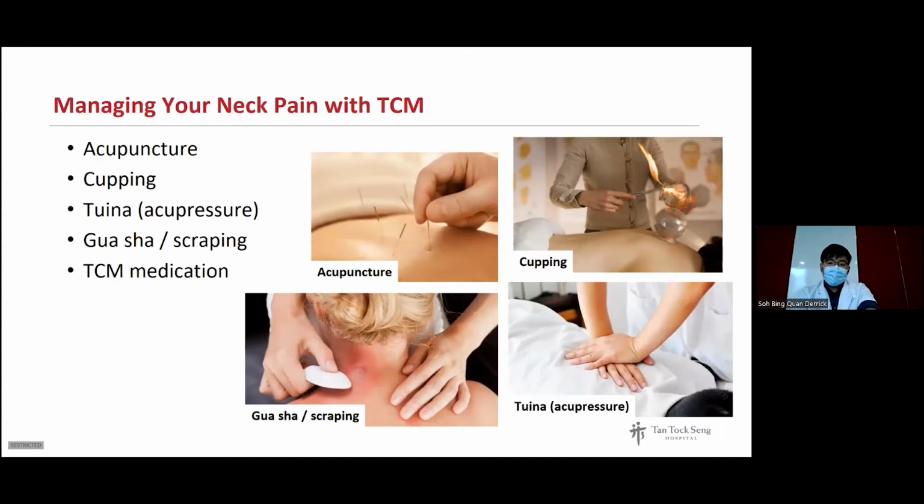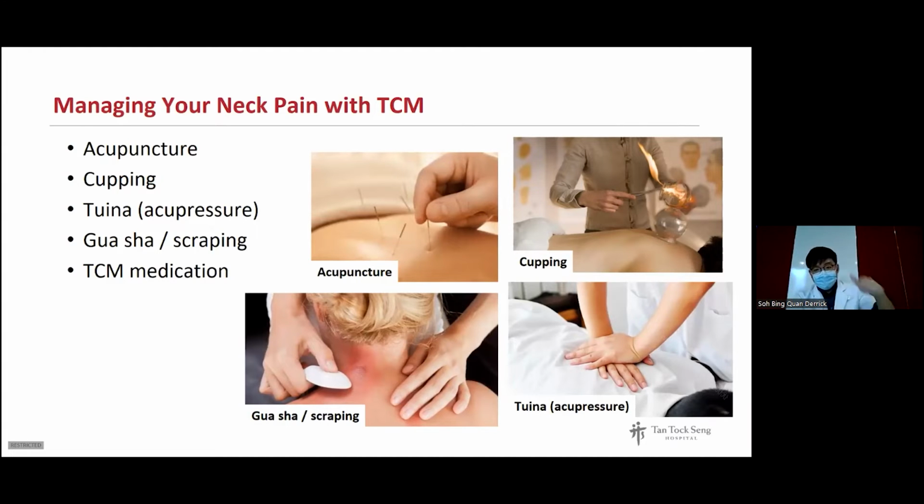All right, so sometimes you go to another TCM clinic or private TCM clinic in your neighborhood. Sometimes they will also give you TCM medication and also guasha. And sometimes you go for tuina. Tuina is a form of massage, but it's more specific. So it's not like your 1 hour or 2 hour massage that you go for with all the essential oil.